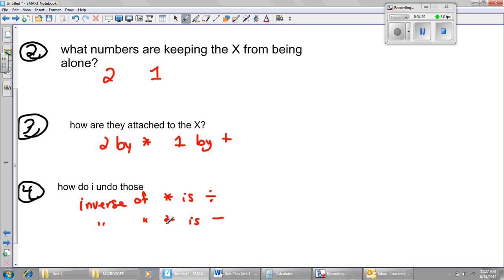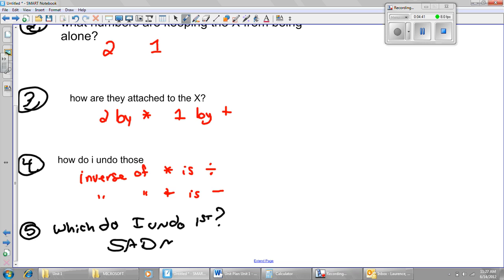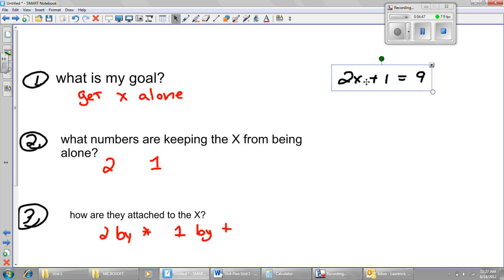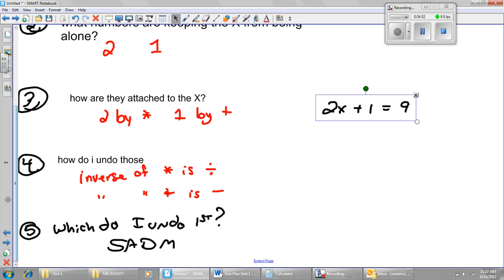All right, so the final question I have to ask is, which do I undo first? And that is where Saddam comes in. He tells me to undo subtraction and addition before I undo multiplication and division. And technically, I can do it other ways, but kids make lots of mistakes when they don't follow this algorithm.